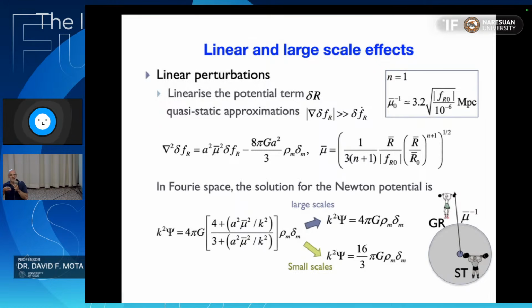So I would say around 1 megaparsec, well, order of magnitude, you can go to 10 megaparsec, but order of magnitude around megaparsec scale, basically. So scales smaller than that, you have an extra force.